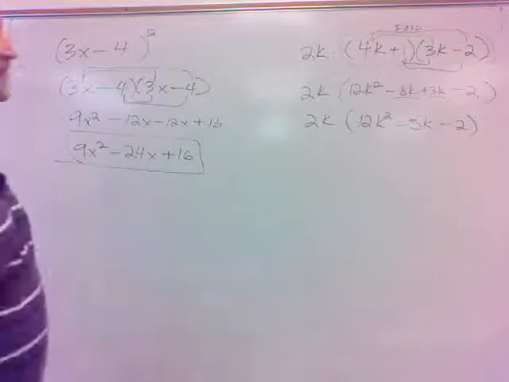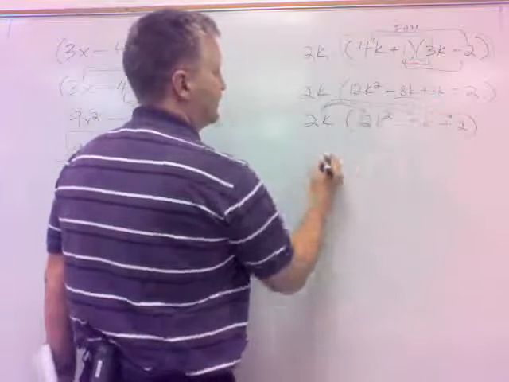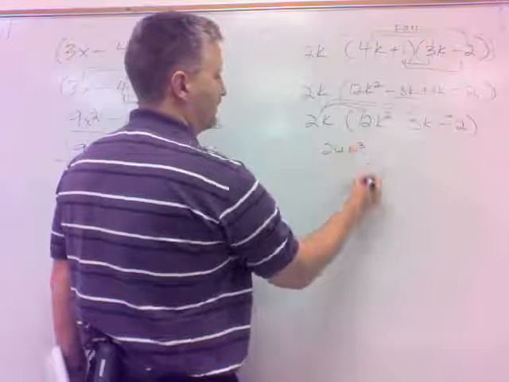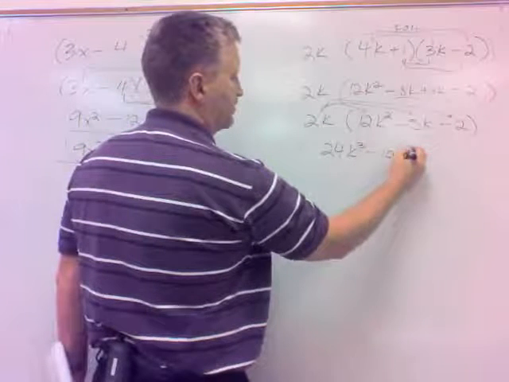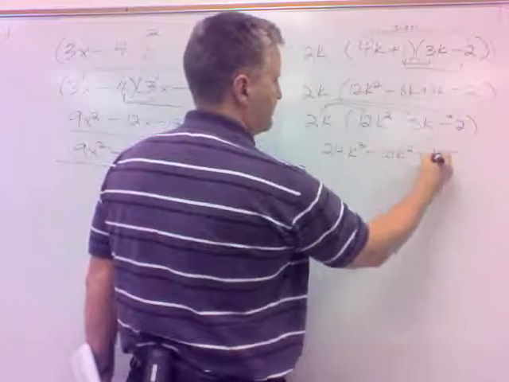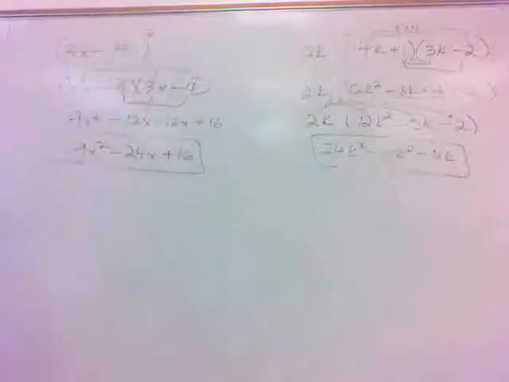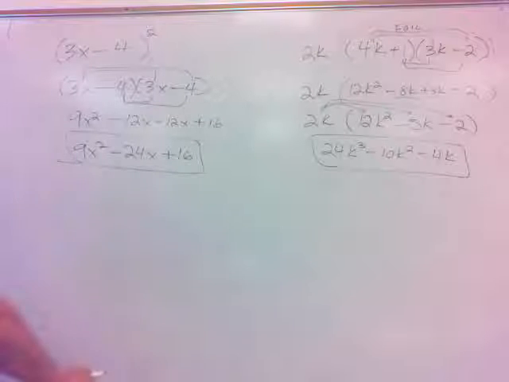Then, last but not least, distribute your 2k. 2k times 12k squared would be 24k to the third, wouldn't it? And then 2k times minus 5k is minus 10k squared. K to the first times k to the first is k squared. And then 2k times minus 2 is minus 4k. All right. Okay, so there you have it. That's another thing we might encounter.